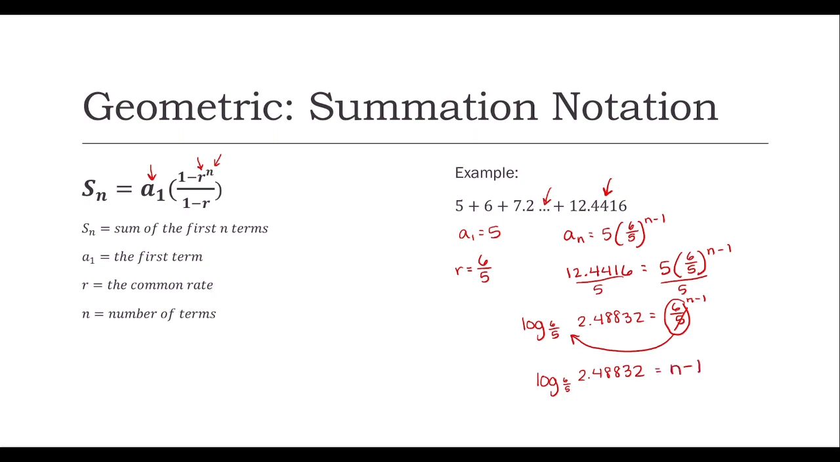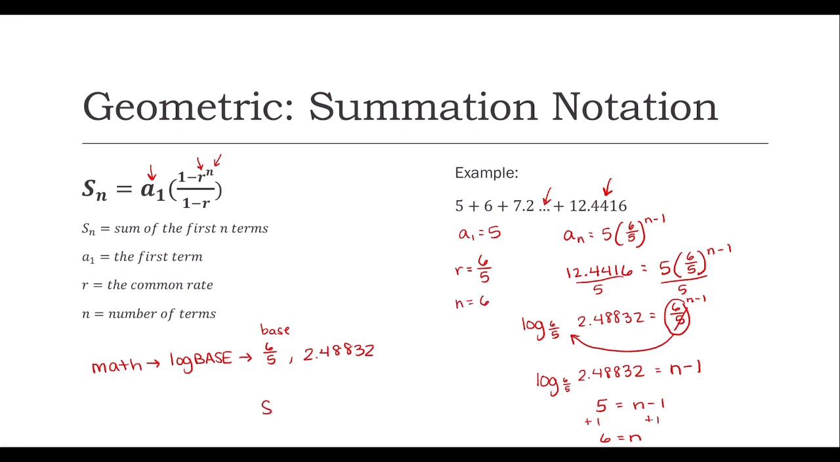So we can use our calculator to find our log base 6/5 of 2.48832. To do this, you go to Math, and then there's something that says log base, and then you'll enter in your base of 6/5, and then 2.48832. So that should come out to be 5. So we have 5 equals n minus 1. We'll add 1 to both sides, and then we get 6 is the number of terms in this series. So we have n equals 6.